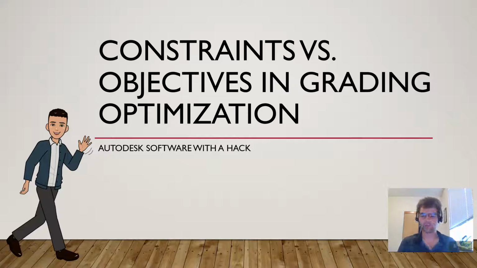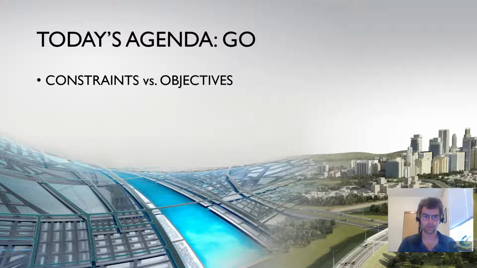Hey all, good morning. Let's take a minute and discuss constraints versus objectives and grading optimization. So we're going to try and lay out how they interact with each other, which one takes priority, and how to understand how they can work and how they conflict in your model. So today's agenda, we're going to be a bit in PowerPoint and then a bit in grading optimization.